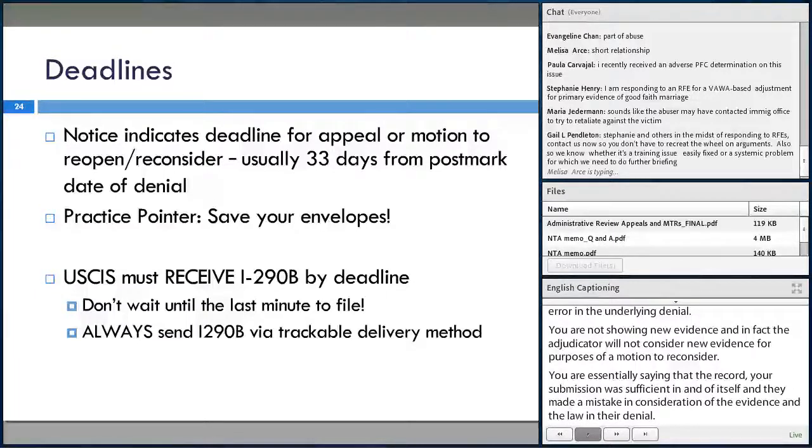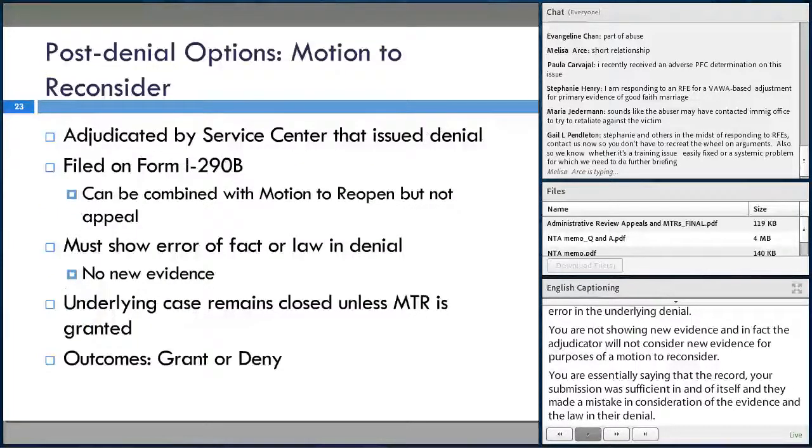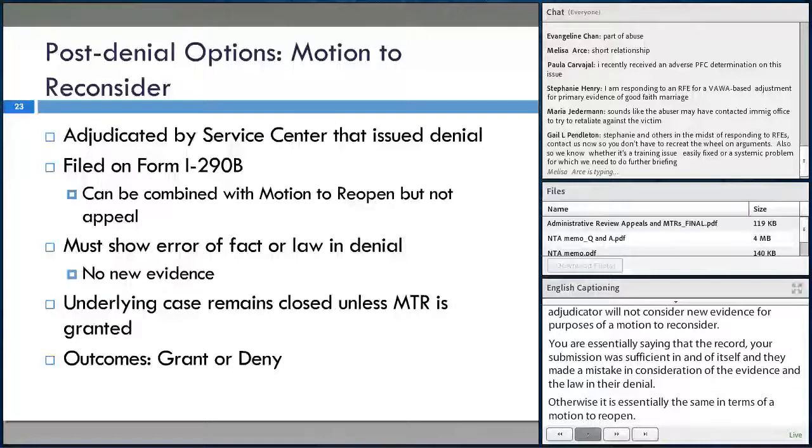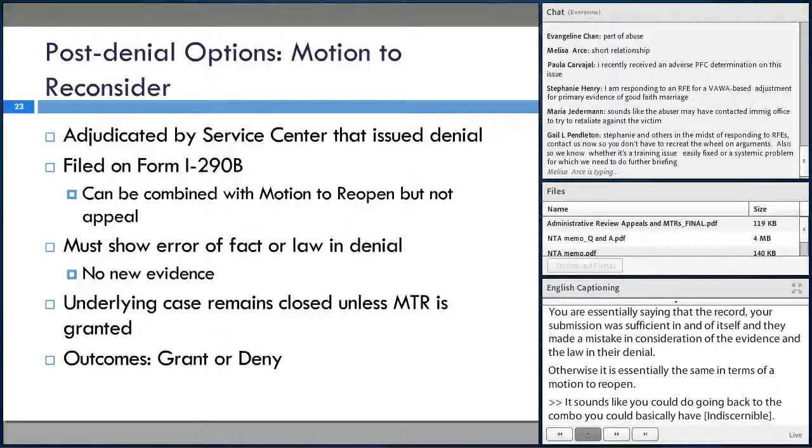So it sounds like, going back to the combo, you could basically have a plan, even if you think they're wrong on the law, right? That could be your plan A. Motion to reconsider, you're wrong on the law, but we're still going to supply more facts even though we don't think that your request for the facts is legally required, right? So it's kind of a combo motion to reopen and reconsider? Yes, you could do both.